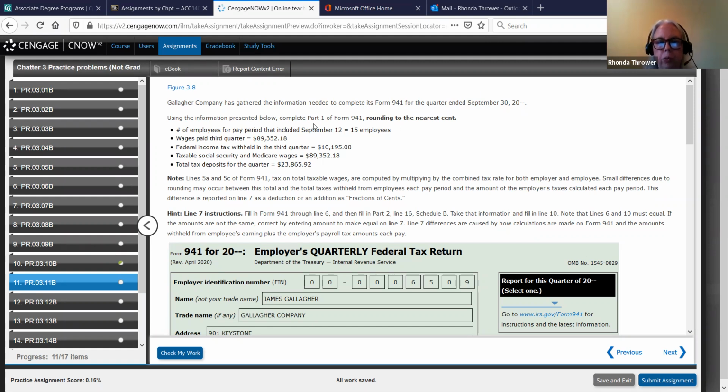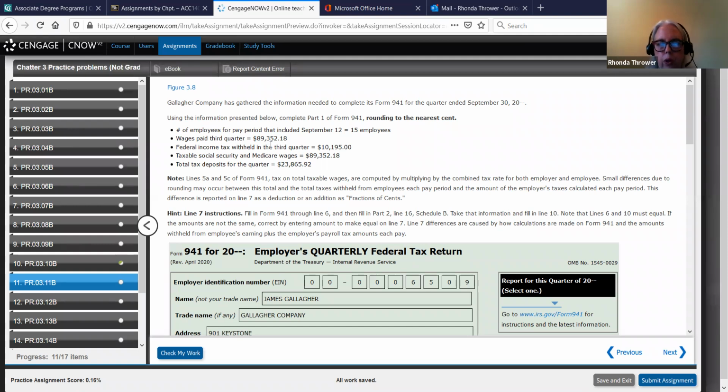Using the information presented below, we're going to complete part 1 of Form 941, rounding to the nearest cent. They've told us that the number of employees for the pay period that included September was 15 employees. So we had 15 employees working for us for this particular quarter. The wages paid during the third quarter are this amount right here.